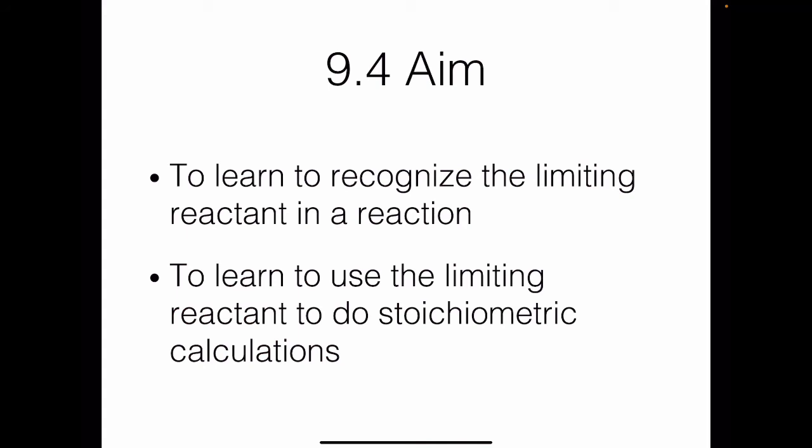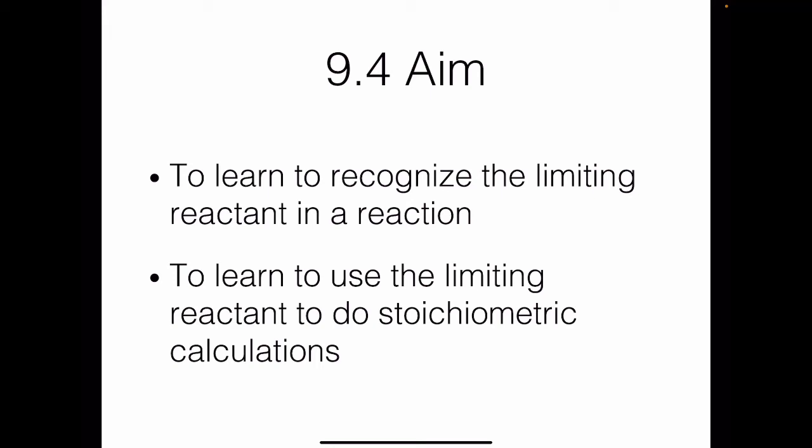In this section, our first aim is to learn to recognize the limiting reactant in a reaction. So this is an important concept in chemistry because it allows us to determine exactly how much is formed. So we've talked about this before, being able to predict the amount of product formed in a reaction, but it's not always as straightforward as just taking a single amount and figuring out how much is produced. It's more common that you will be given multiple reactant amounts, and you will have to determine from there how much is going to be formed.